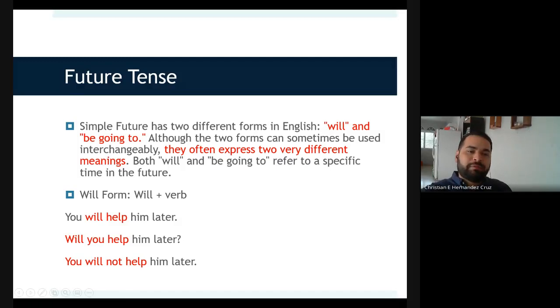So let's start with the will form, which basically we just use will and the main verb. For example, you will help him later. We have, of course, the main verb help in all three sentences, and we have will. This can, of course, be expressed in questions as well as negative statements. So, you will help him later will also be in the negative form, you will not help him later. And in the question form, will you help him later? As you can tell, the verb suffers no changes. It is just the main verb in its exact glory, and all you do is add will.